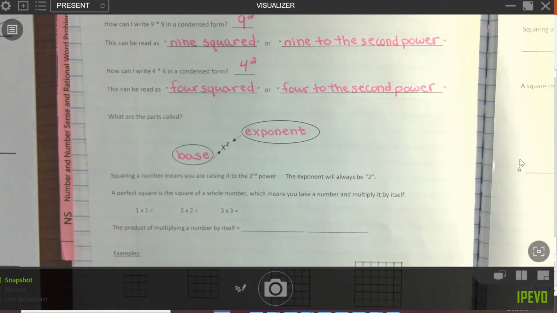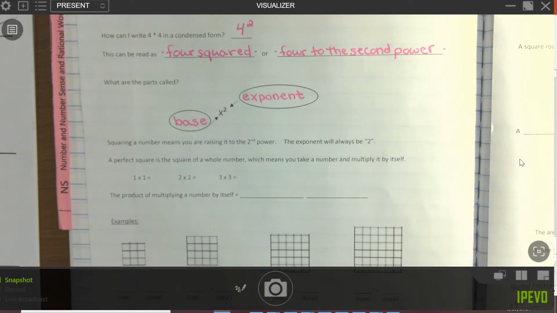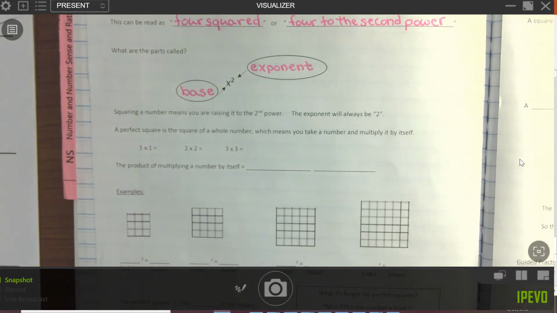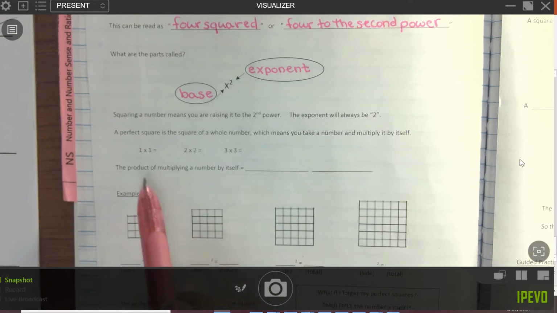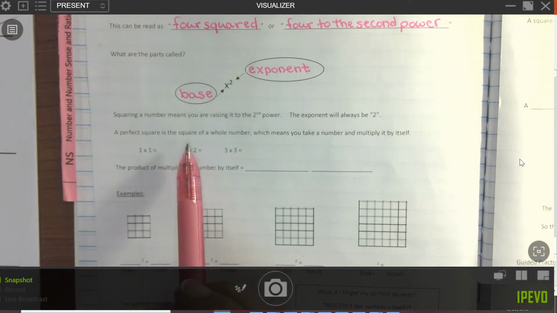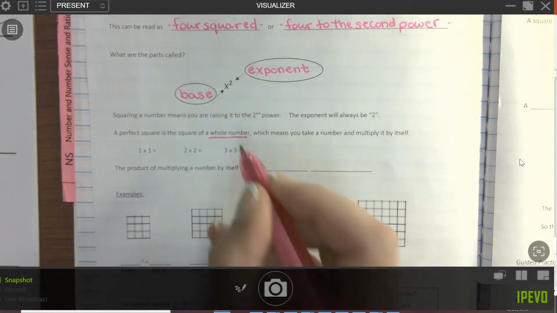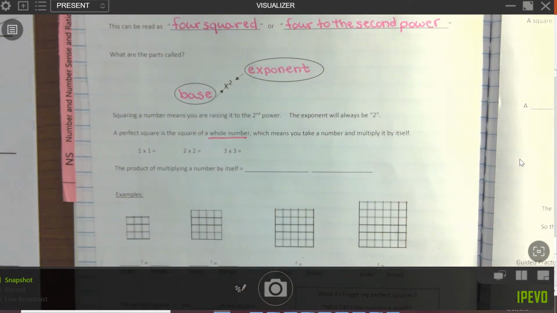So squaring a number means that you're raising it to the second power. So the exponent will always be a 2 for something that is squared. So a perfect square is the square of a whole number. So that's what's important here, which means you multiply that whole number by itself. So we're not multiplying a decimal or a fraction times itself. We're not multiplying like 1.5 times itself. It has to be a whole number you multiply by itself in order to be a perfect square.